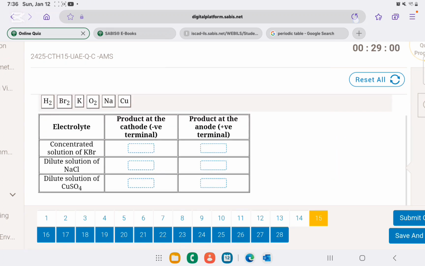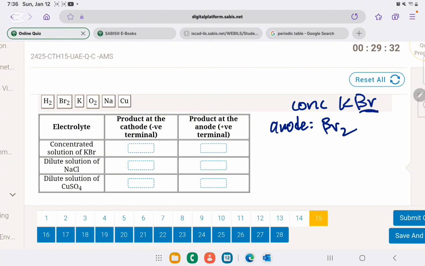Next, here we have aqueous electrolysis. First one, we have concentrated KBr, and when you have aqueous electrolysis, we're going to do the questions. Let's start with the anode. Is the anode made of Cu or Ag? No, they didn't say that. Does the solution contain concentrated I, Br or Cl? Yes. So at the anode we're going to get Br2.